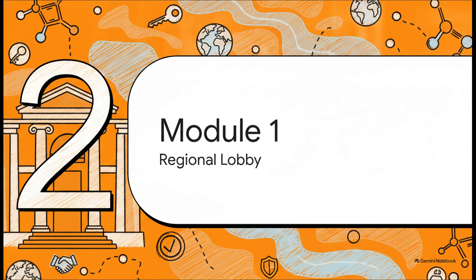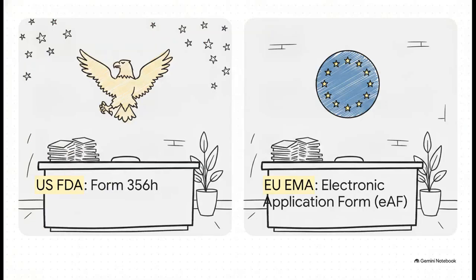Section 2, Module 1, Regional Lobby. We're starting out on the first floor. Interestingly enough, Module 1 is actually not part of the globally harmonized core. It's the only unharmonized part of our entire building. This is the lobby, and the decor, so to speak, changes entirely depending on which country you're in. It is strictly dedicated to regional administrative info.